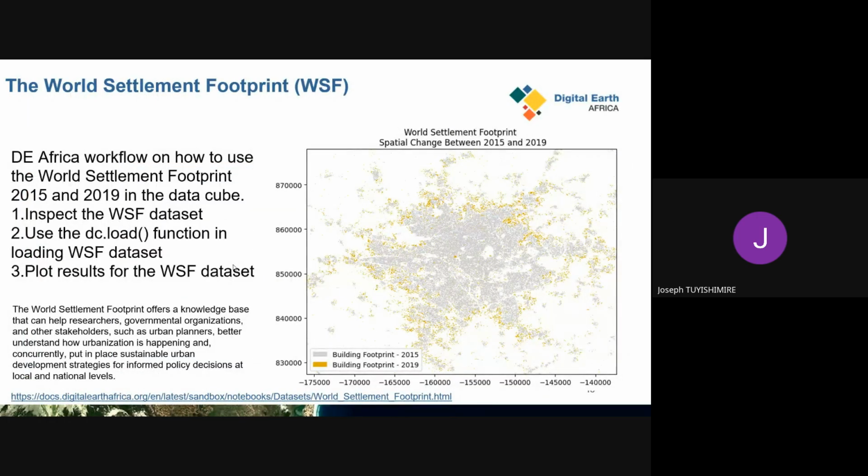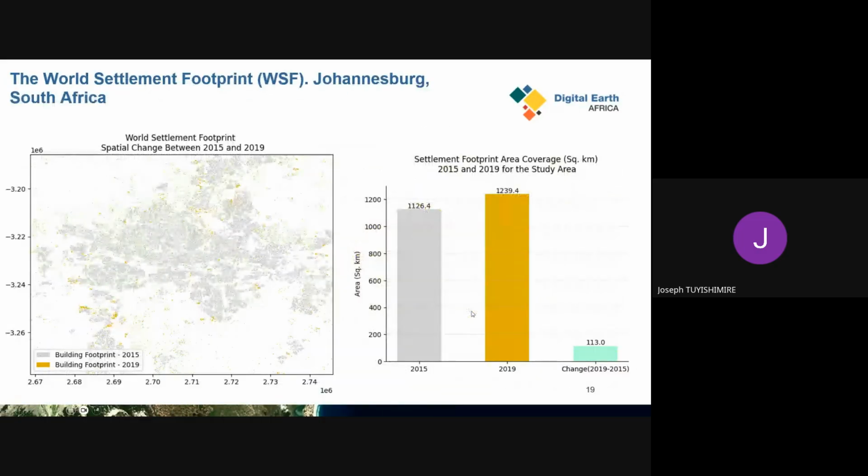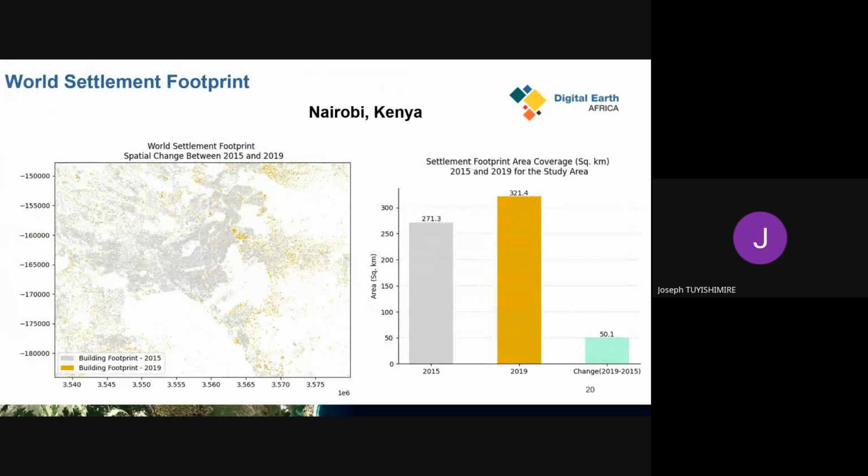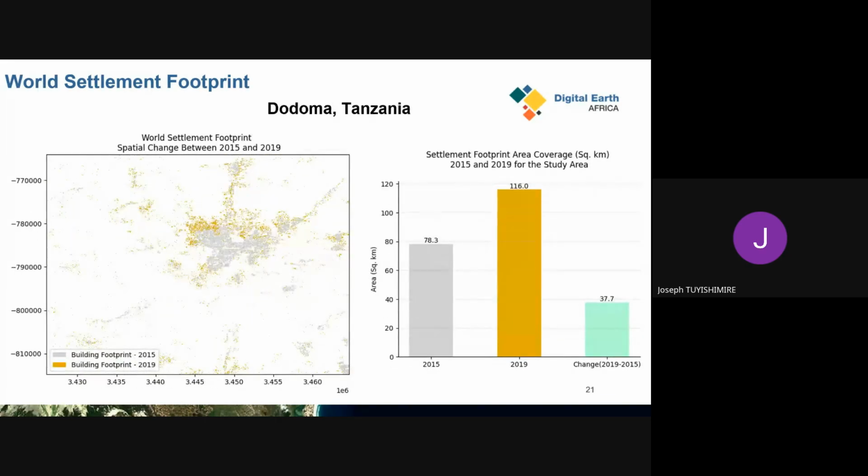So this was the urban settlement footprint, as I said. Also this was the case of Joburg, an increase of 113 square kilometers over a period of 4 years, a rapid growth compared to others. Nairobi, Kenya, increased by 50 square kilometers between 2015 and 2019. Dodoma, Tanzania, increased equally.